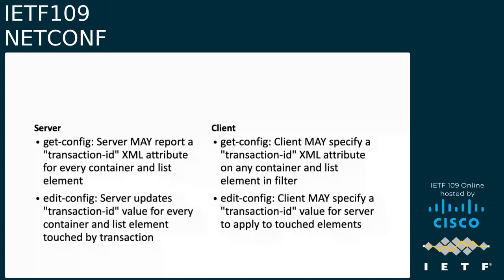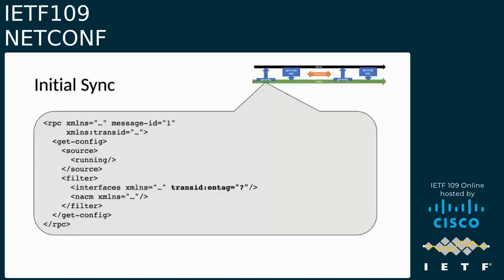And the client may optionally specify a transaction ID value that they would like the server to use. So anything that is touched by this client in an edit config, the client can specify this transaction ID, and then the server will apply that transaction ID value to everything that has been touched. But also, the client during a get config can specify transaction IDs, saying, I believe the contents of this container or this list element has this transaction ID. And if it matches, there's no need for the server to send the content of that. And on the next slide, please, I have an example of what that looks like.